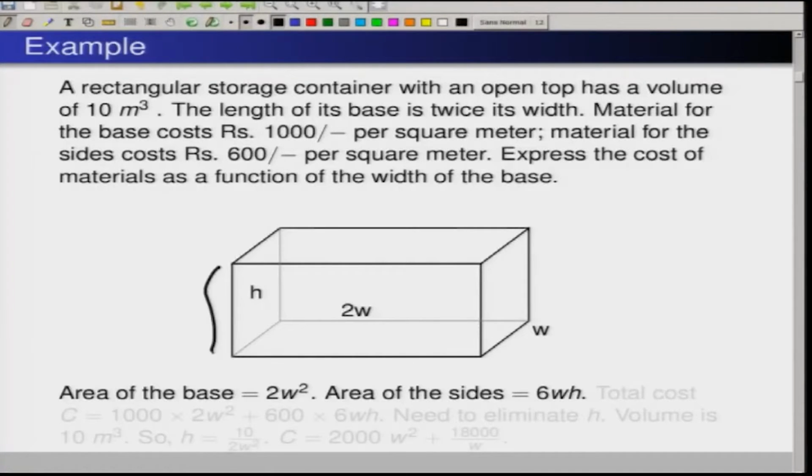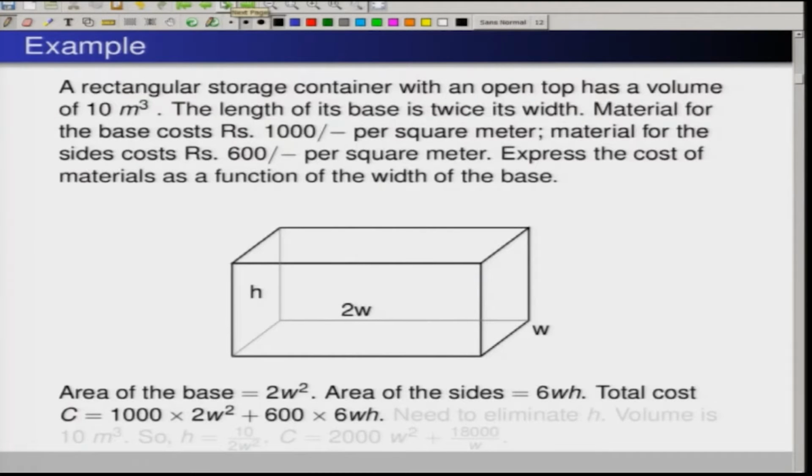So, the total cost C, in terms of rupees, is 1000 into 2W square, that is the base, and then the sides are 600 rupees per square meter. So, therefore, this is 600 into 6WH. So, this is the total cost. What is our purpose? We want to express the cost of the material as a function of the width of the base, which means we need to write C in terms of W, that is, C is a function of W.